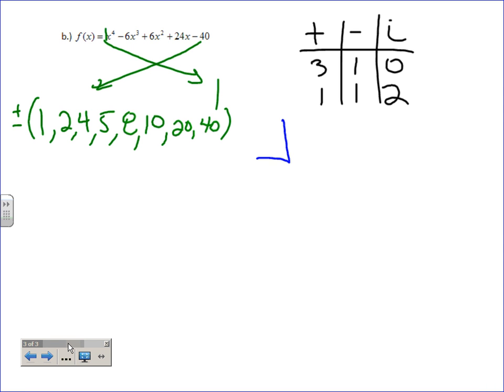So do you want to try some negatives? That's probably not a bad idea, right? So what do you think about, oh, I don't know, -2? Let's say that was just your favorite number and you wanted to try that one again. Then you could go 1, -6, 6, 24, and -40.